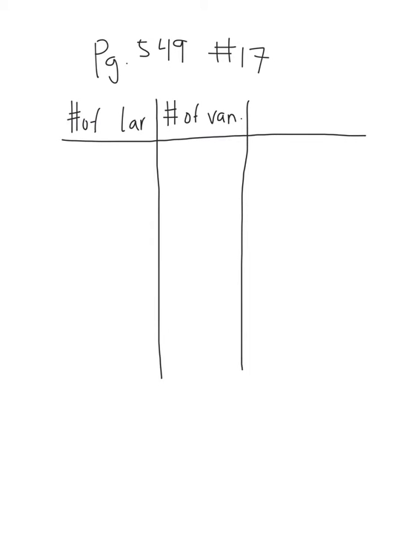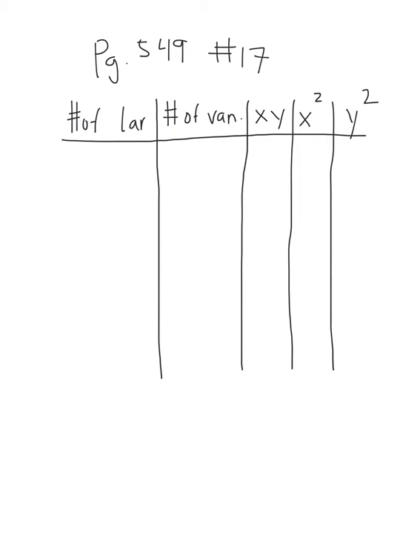In order to find the R value, we need to multiply the X and the Y. We need to square the X, and we need to square the Y. So the number of larceny, they tell us, is the X, and the number of vandalism, they tell us, is the Y. So let's go ahead and write the numbers in both columns for X and Y.